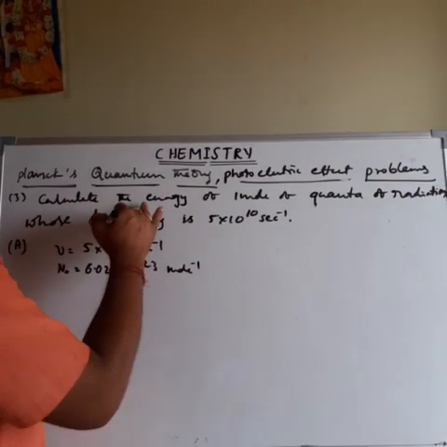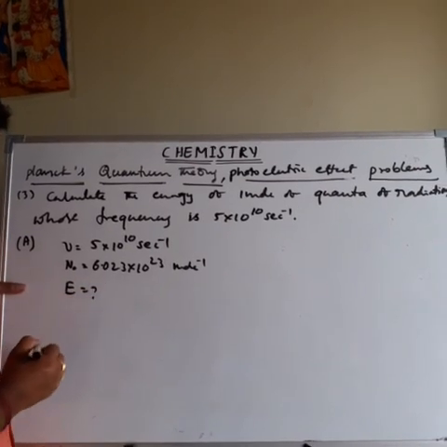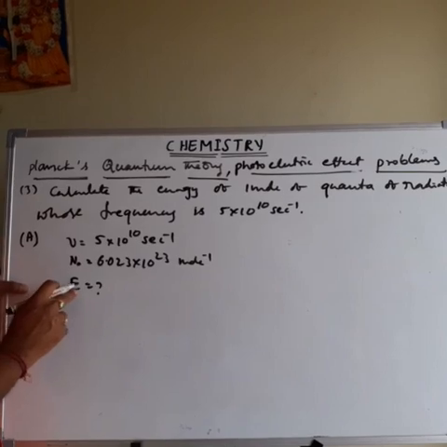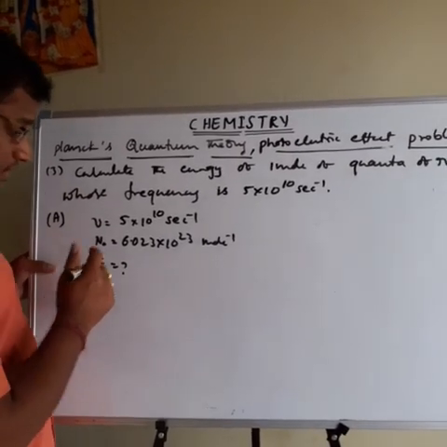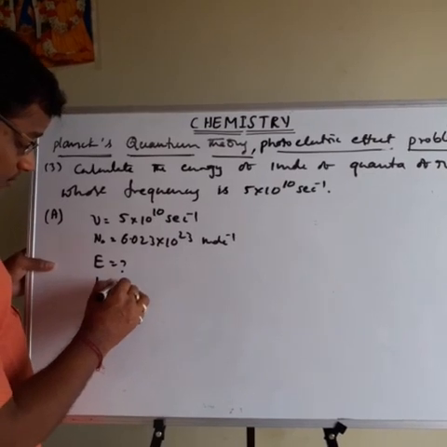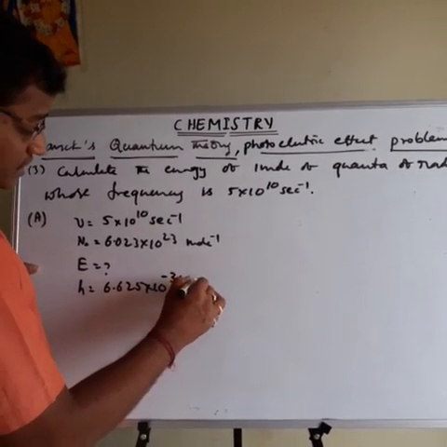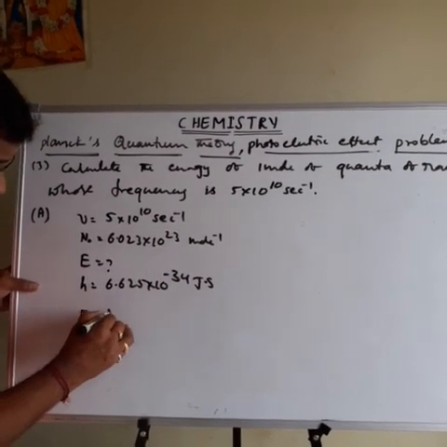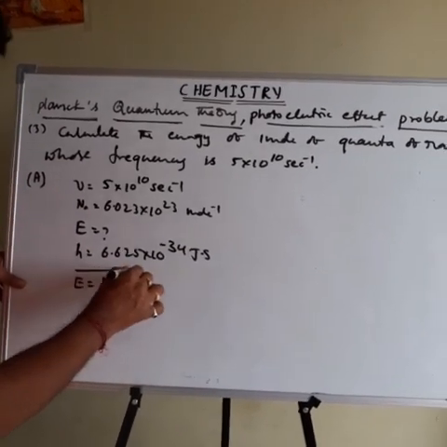Then what do we have to find out? The energy of 1 mole of quanta. With frequency, E is equal to h nu. But for 1 mole, the formula is E is equal to N h nu. Here we have to take the h value. What is the h value? 6.625 into 10 power minus 34 joule second. Then the formula is E is equal to N naught h nu. This is the formula.